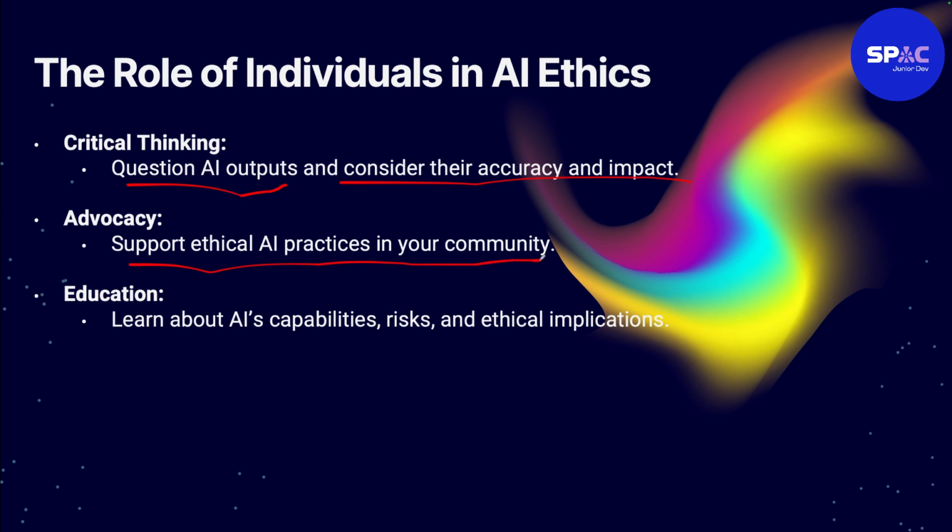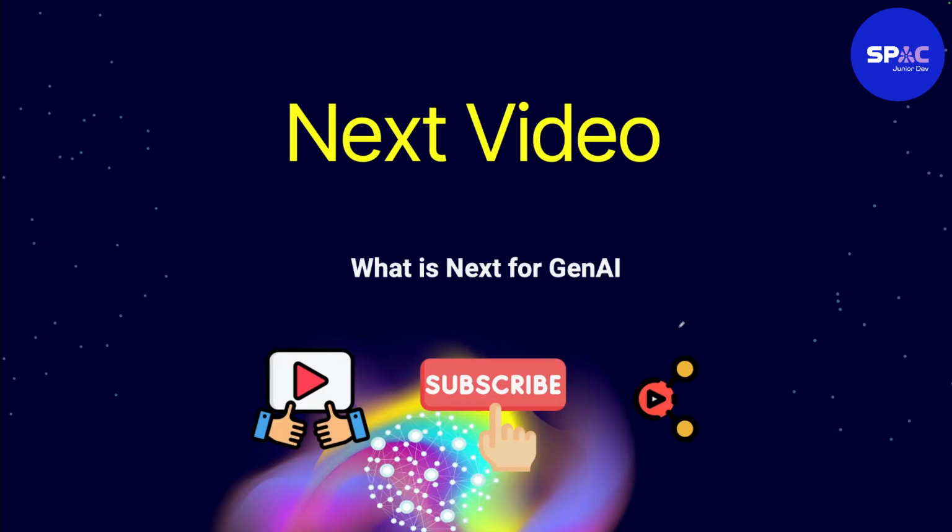And support ethical AI practices in your community. If you see someone building something that is not ethical, tell them, or probably report them. I don't know. Then learn about AI capability, risk, and ethical implications. At least if you are watching this video, you are learning about it. AI is improving all the time, so make sure that you are up to date about AI capability, risk, and ethical implications.